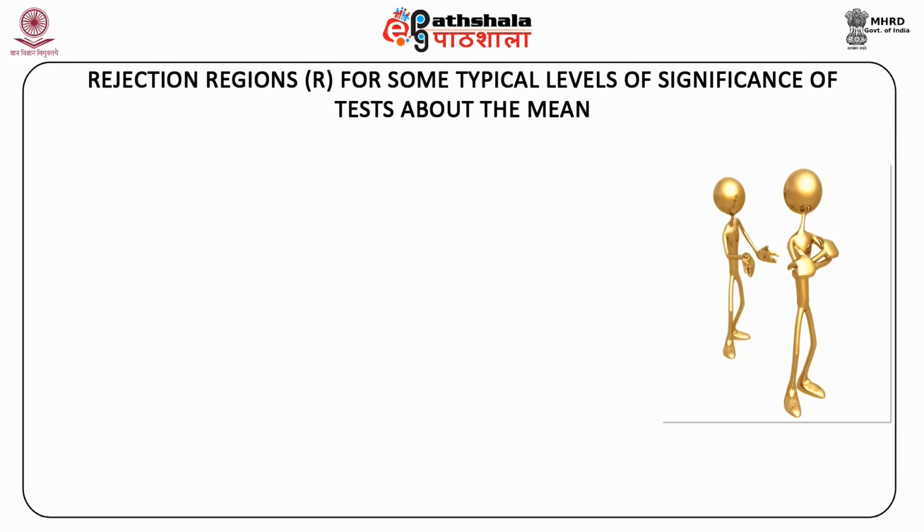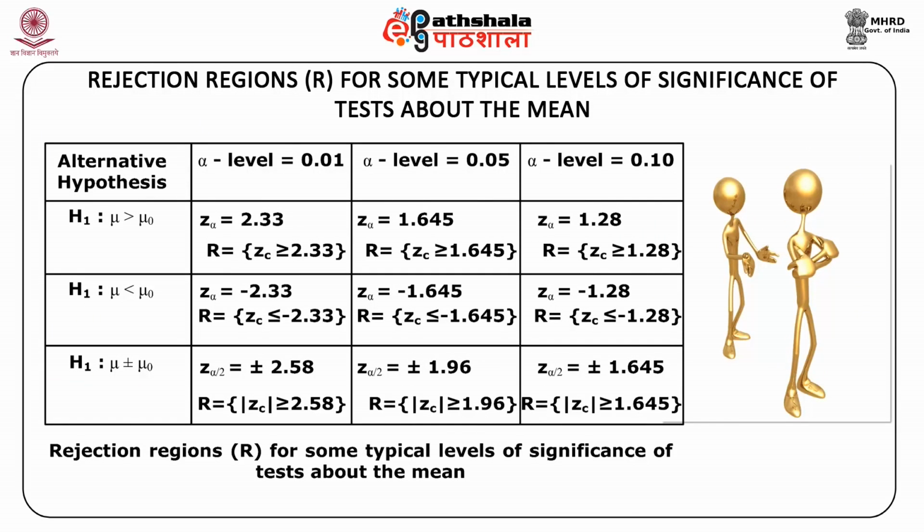The table presents schematically the three different types of tests along with rejection regions for some commonly used critical values of the test statistic. We have the null hypothesis H naught: mu equal to mu naught, where mu naught is the initial or claimed or null value of mu.